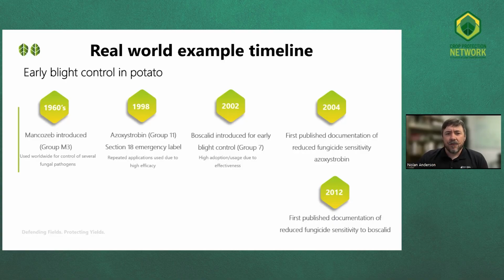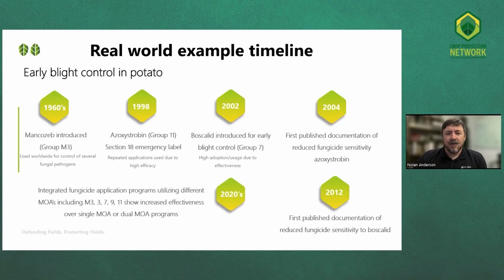And if we fast forward from this older timeline to today, what we see in the literature, research and reports is that integrated fungicide programs are now the way to go, utilizing different modes of action for control of early blight in potatoes. Oftentimes, these programs contain up to 5, if not more, modes of action, and they've all shown to increase effectiveness in controlling early blight over single mode of action programs and even dual mode of action programs. So this highlights the effectiveness of rotating fungicides and also using premixes as part of a rotational program.